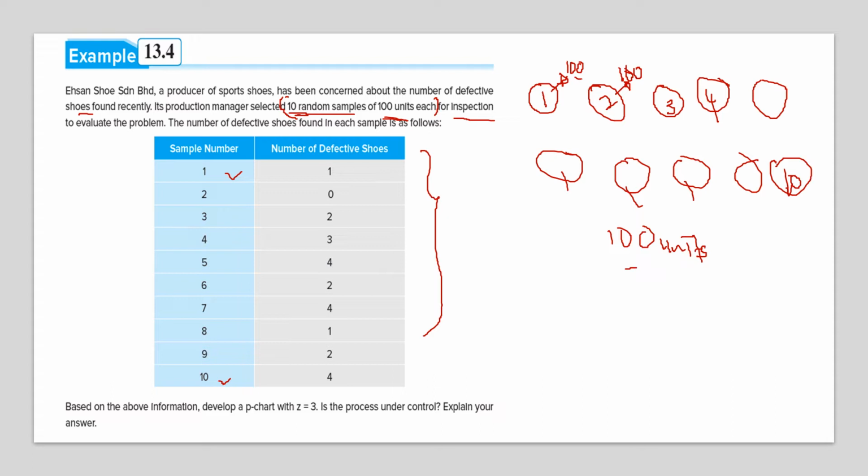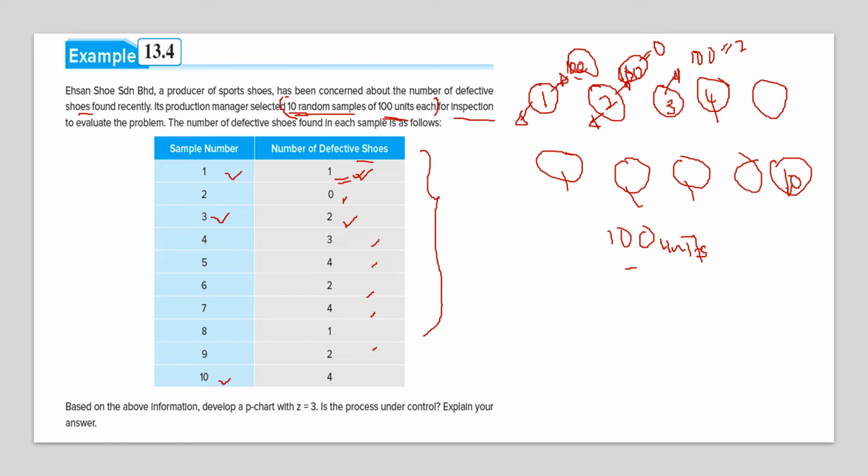Okay. So what we can see from this data presented over here, sample number 1, the number of defective shoes is 1, meaning that when the manager checks sample number 1, checking all the 100 units of shoes, 1 defective shoe is found. Satu kasut rosak dijumpai. So that is meant by 1 defective shoe. When the manager checks the second sample, sample number 2, checking all these 100 units of shoes, the manager found 0 defective shoes. Maksudnya sampel number 2 ni daripada 100 ni tak ada satu pun kasut yang rosak, defective. Sample number 3, 2 defective shoes found. Checking sample number 3, how many units are checked? 100. And from the 100 here, there are 2 shoes that are defective. So that is the meaning of the numbers given here in the table.